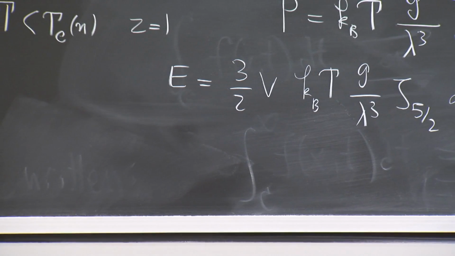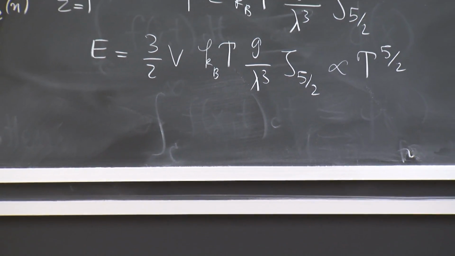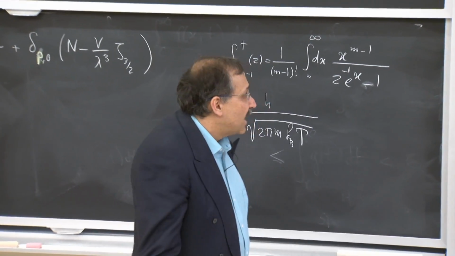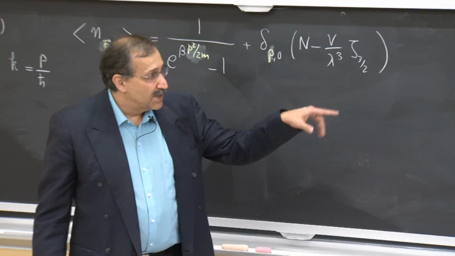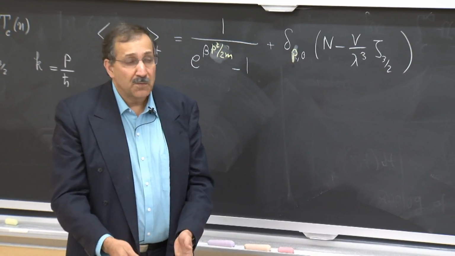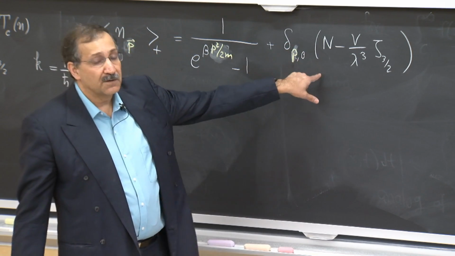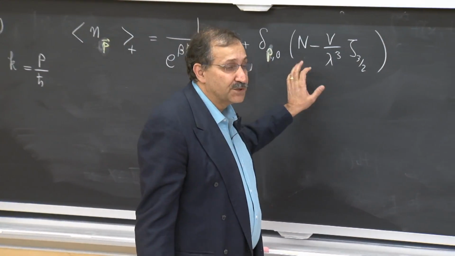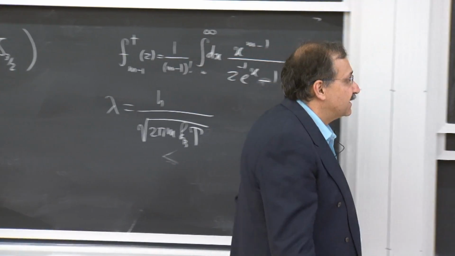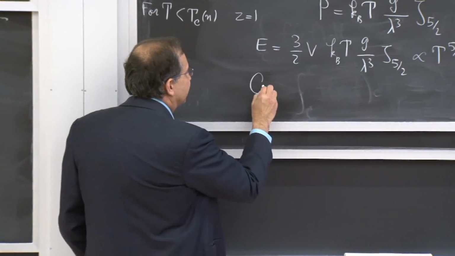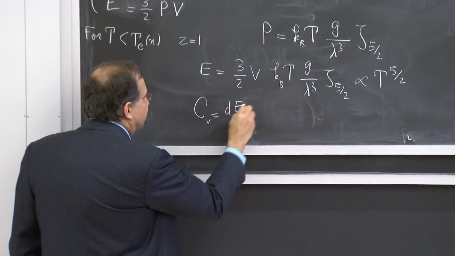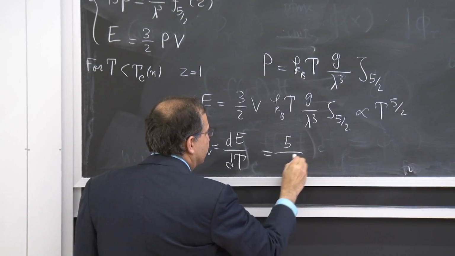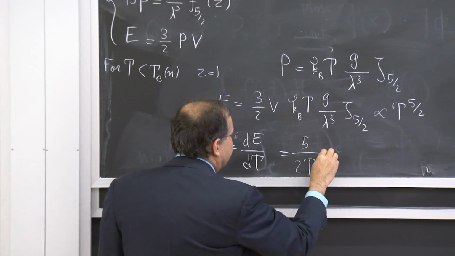And it's simply proportional to the volume and temperature to the 5/2 power. It knows nothing about the density. Why? Because if you were at the same temperature and volume, put more particles in the system, all of those additional particles would go over here, would make no contribution to momentum, to pressure, to energy. You wouldn't see them. So once you have this, the heat capacity at constant volume, dE by dT, is simply 5 over 2T of whatever the energy is.